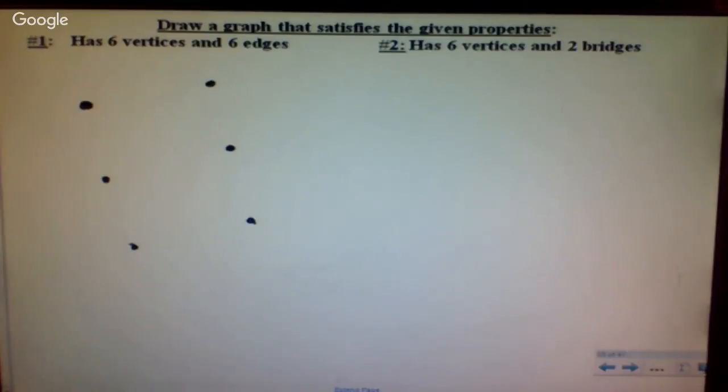And now I need 6 edges. Okay. It doesn't say that this has to be connected or disconnected. So you can draw it either way. Does not matter. So you just need 6 dots and 6 edges.